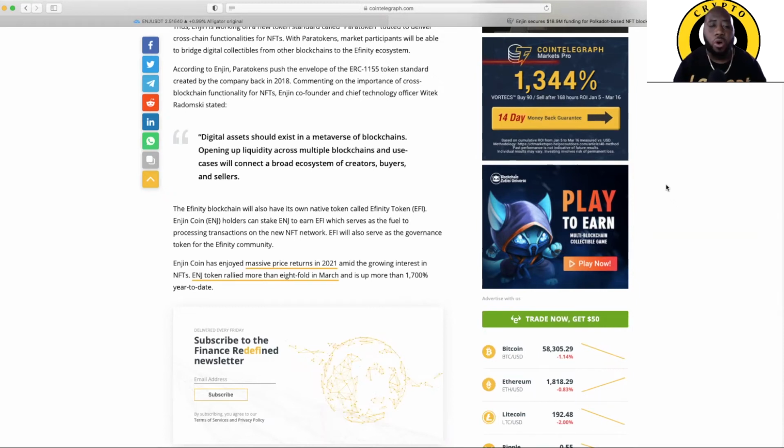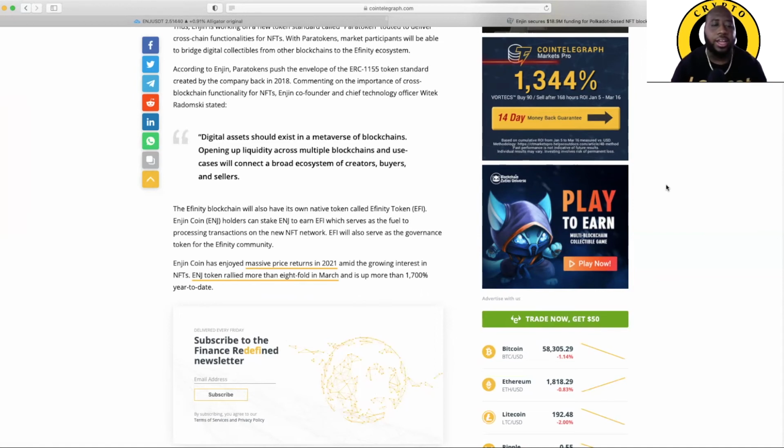Now it says the Efinity blockchain will also have its own native token called Efinity Token, EFI will be the ticker. Enjin coin holders can stake Enjin to earn EFI, another passive income, guys, which serves as the fuel to process transactions on the new NFT network. And guys, I'm not telling anybody what to buy, but you see what's going on with the fuel coins, the gas coins. You know, T-Fuel, I think it's like 50 cents. Not even 6 months ago, you could buy T-Fuel for less than a penny. Just think about that, guys. You throw about $500 inside something like this, and in about 6 months, your life can dramatically change, all right? So it says EFI will also serve as the governance token for the Efinity community. I'm getting some, I'm letting you know right now.